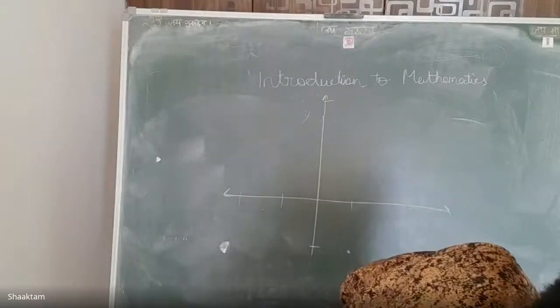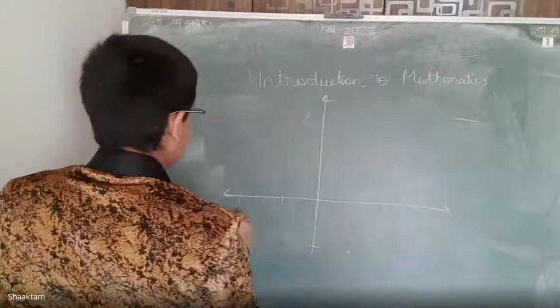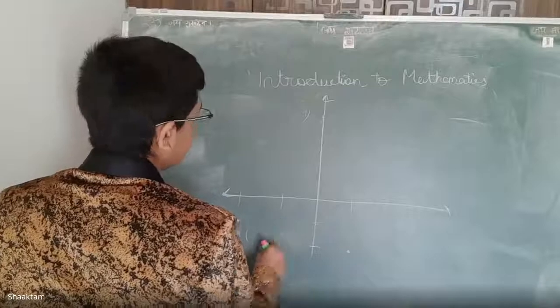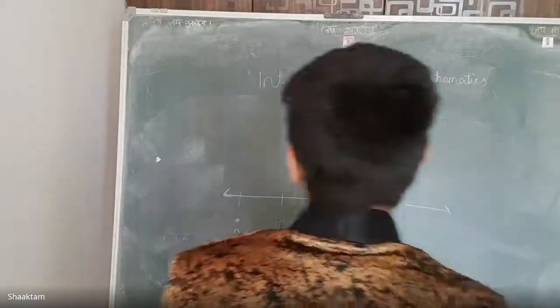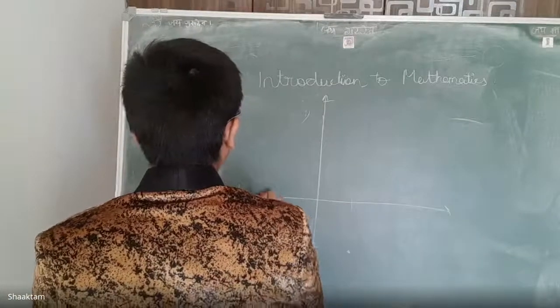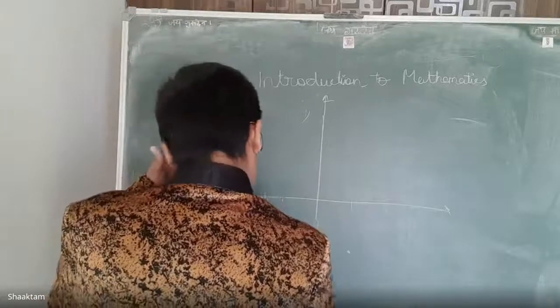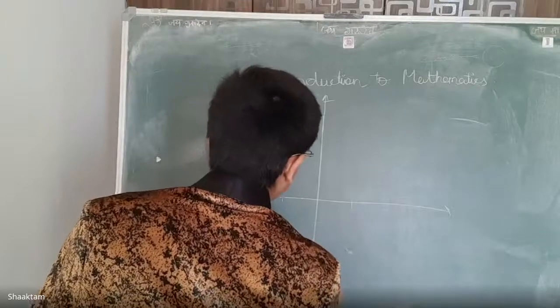Minus 2 will be somewhere here. So here will be A: minus 6, comma minus 2, correct? And then B again: minus 4, comma minus 6. Minus 4, let me say it will be somewhere here. Minus 6 will be somewhere here. So somewhere here will be B. Okay, minus 4, minus 6.